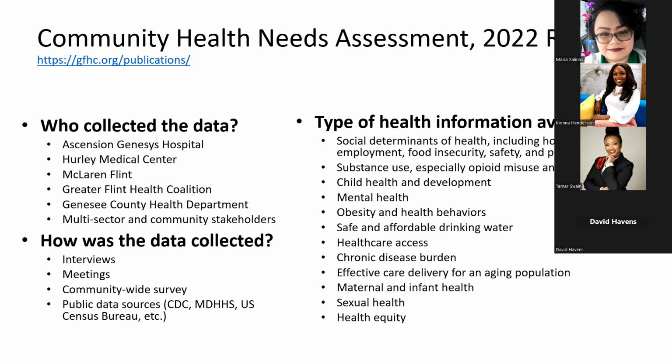Another place that you might want to look is the Greater Flint Health Coalition, if you're local. They publish a community health needs assessment every few years. The most recent one was published in 2022. Again, they collect all kinds of data on social determinants of health, healthcare access, sexual health, and lots of other topics. So that might be a source of data for you as well. And here's the link where you can click to see all of their publications that have data relevant to a lot of topics.